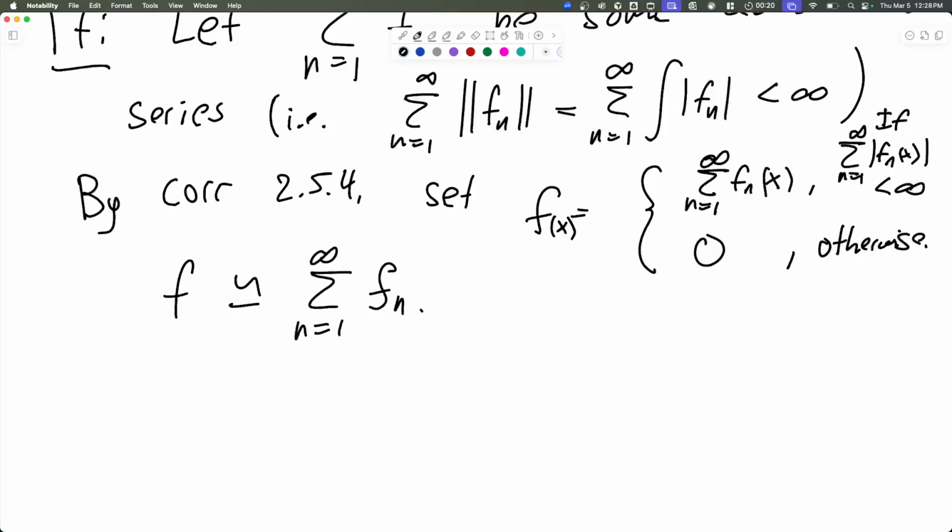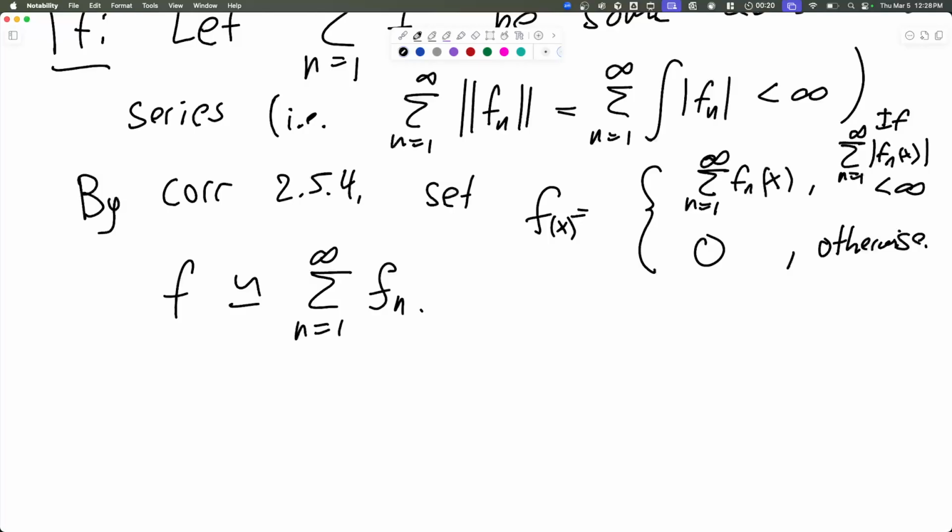So basically, we're cooking up the limit. You give me the fn's, but you didn't tell me what the limit was. But I'm cooking up what the limit is pointwise. So for every point where it makes sense, I define the function f. Now I have condition A because of the thing you gave me. I have condition B because I cooked it up like that. And we did this earlier. This was corollary 2.5.4. You really have this.